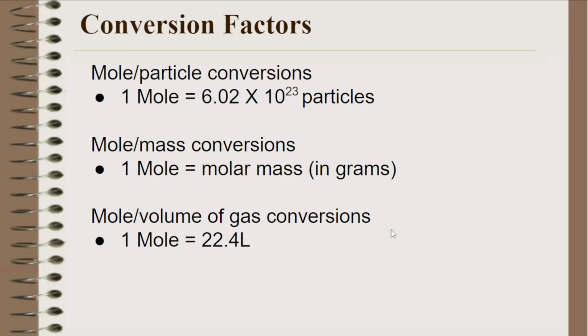Now, if you want to do conversions, if you want to convert between particles and moles or grams, you'll need conversion factors. So the conversion factor for converting between moles and particles is Avogadro's number. If you want to convert between moles and mass, you use molar mass. If you want to convert between moles and the volume of a gas, you would use 22.4 liters. So any gas at standard temperature and pressure will occupy 22.4 liters.